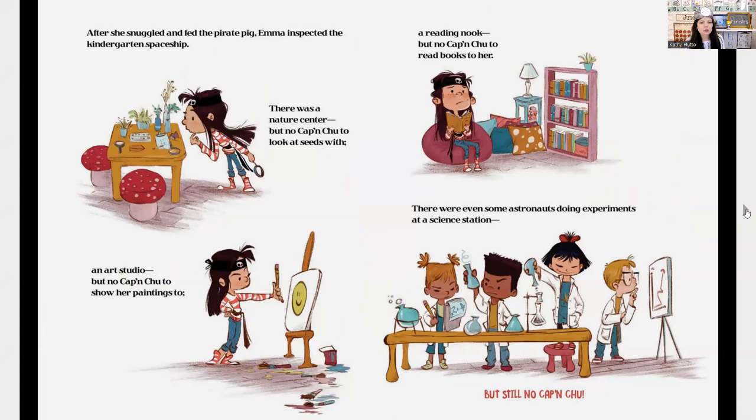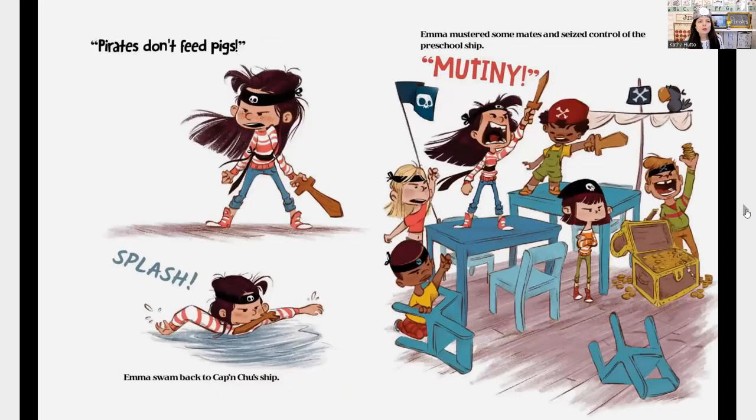There was a nature center, but no Cap'n Chew to look at seeds with. An art studio, but no Cap'n Chew to show her paintings to. A reading nook, but no Captain Chew to read books to her. There were even some astronauts doing experiments at a science station. But still no Captain Chew. Pirates don't feed pigs. Splash. Emma swam back to Captain Chew's ship.